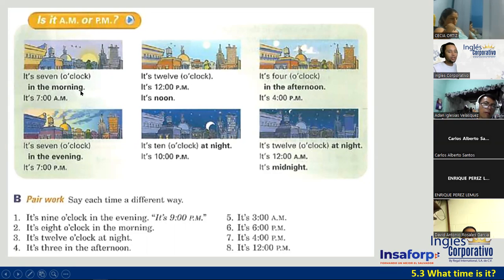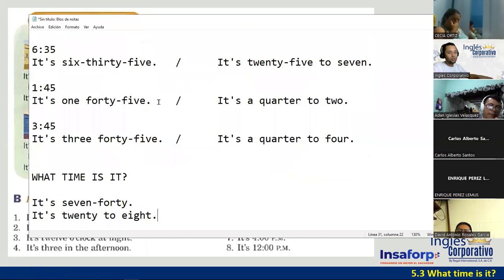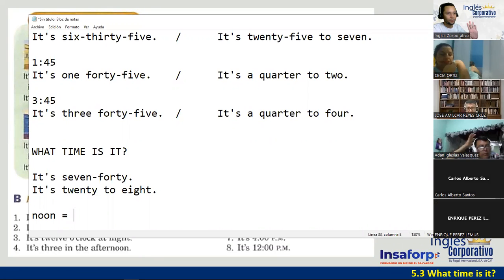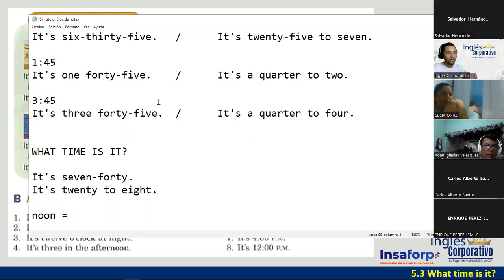It's 7 o'clock in the morning. That means it's 7 a.m. Si es en la mañana, a.m. It's 12 o'clock. It's 12 p.m. O decimos, it's noon. Aquí tenemos vocabulario nuevo. Veamos. Noon. What is the meaning of noon? What is noon? Raise your hand if you know the answer. Salvador Hernández. Es la mañana.